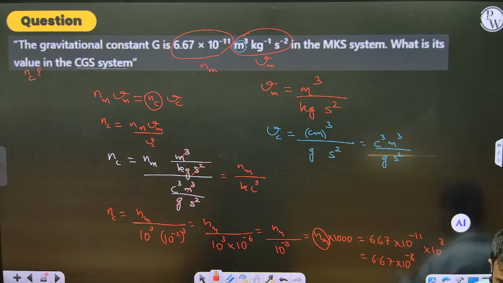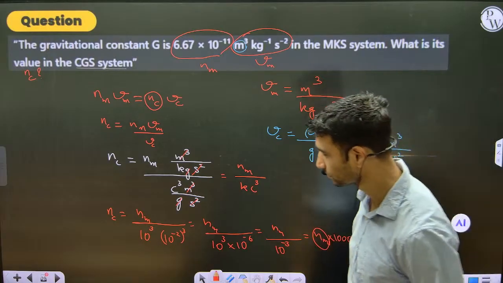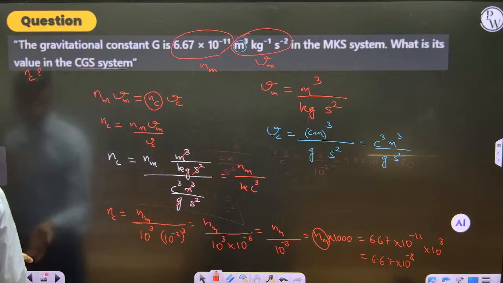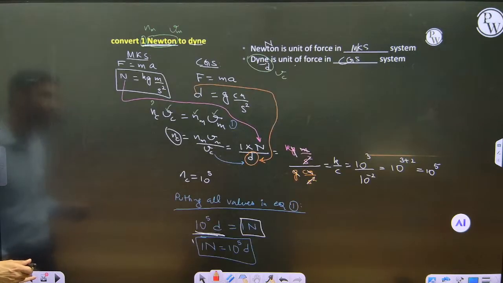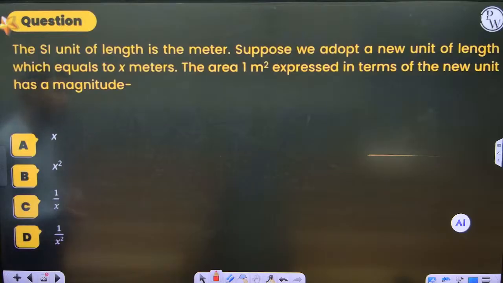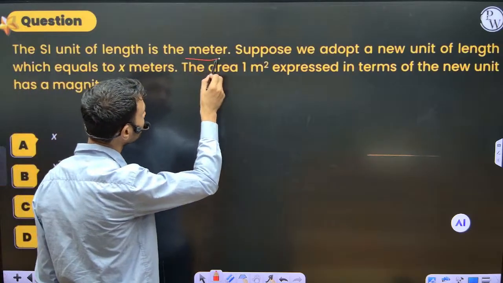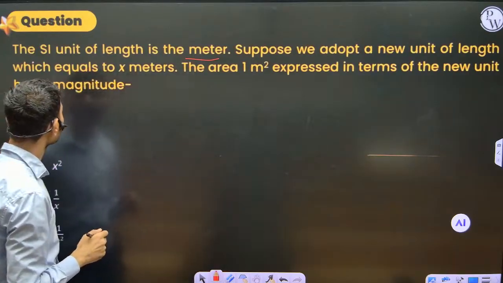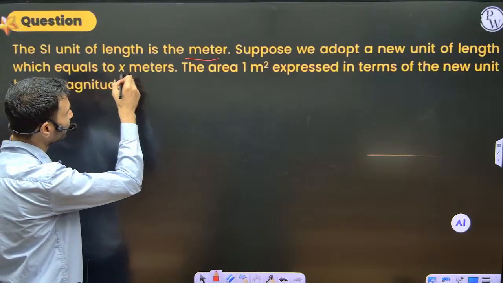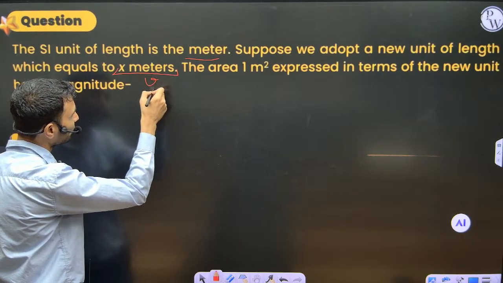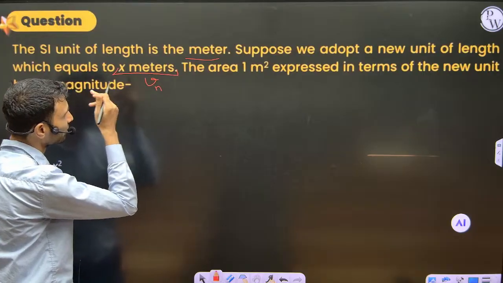So we have time for one more problem. Take it down, then we'll do one more question and we'll end this. Now we have covered almost all types of questions, you can see, right? All the questions also we've done. Okay, this question we're not done. Let's do this also. SI unit of length is meters. Suppose we adopt a new unit of length which equals X meters. So this is a new unit of length, right? Let's call it new unit is X meters.